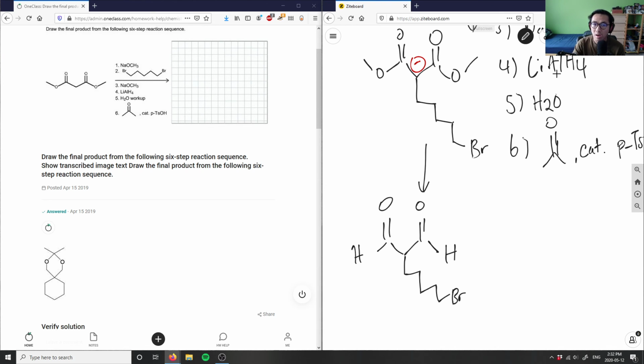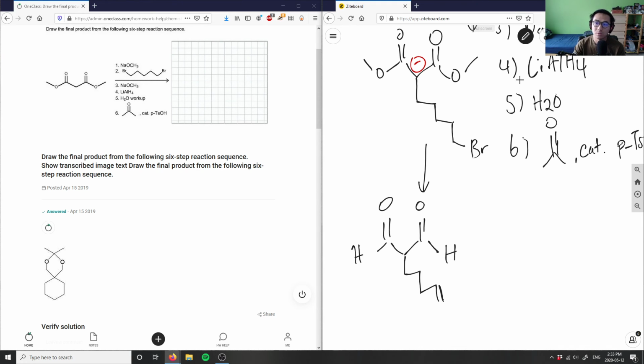I'm using a water workup here, so this is going to be a substitution at this Br. This would do an elimination, and maybe I would actually reduce this bromine into an alkene. So this would be removed, and this carbon's also removed. Or sorry, 1, 2, 3, 4, 5, and this would have a double bond here.